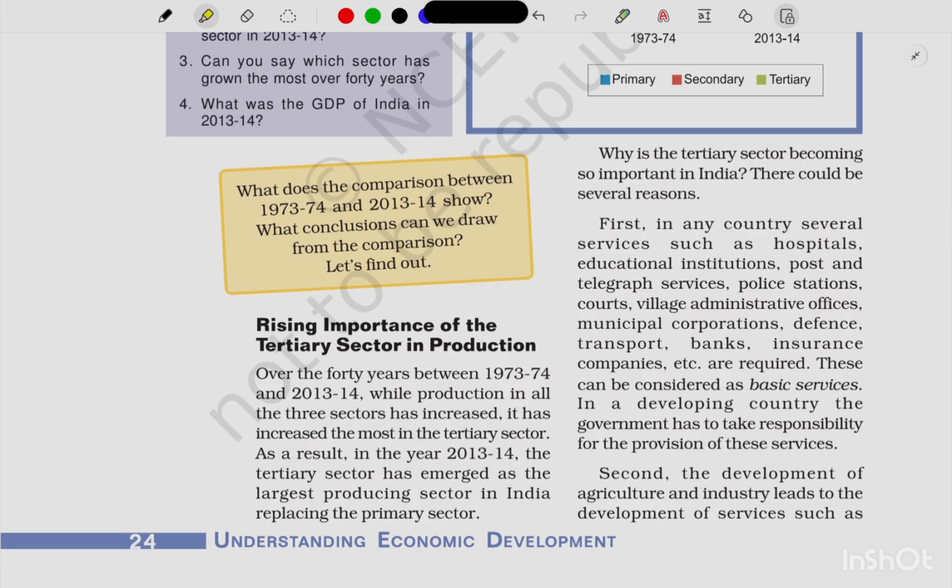Okay, now why is the tertiary sector becoming so important in India? There could be several reasons. First, in any country, several services such as hospitals, educational institutions, posts and telegraph services, police stations, courts, village administrative offices, municipal corporations, defense, transport, banks, insurance companies, etc. are required. These can be considered basic services in a developing country. The government has to take responsibility for the provisions of these services.